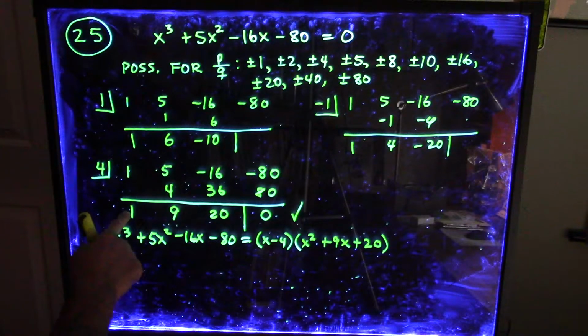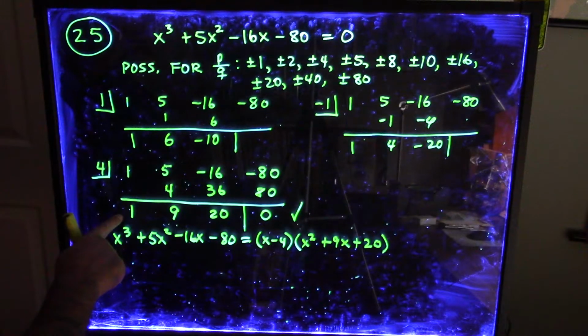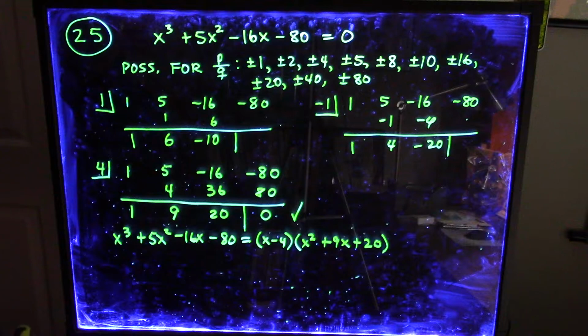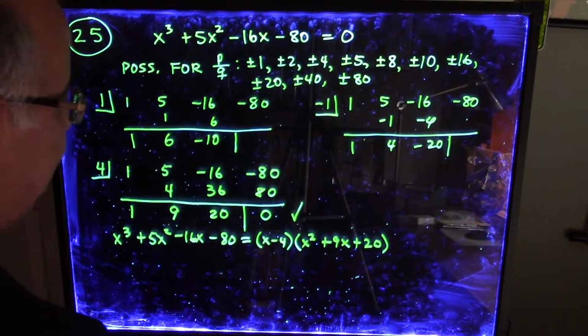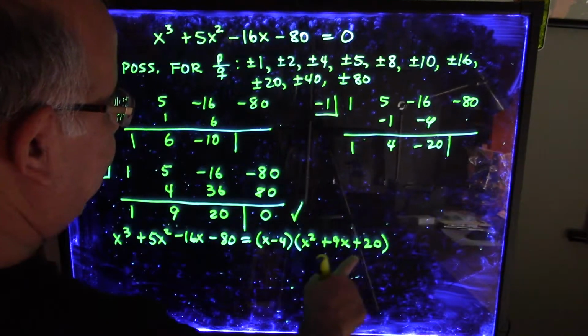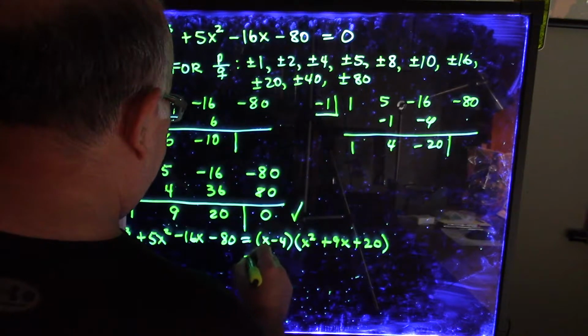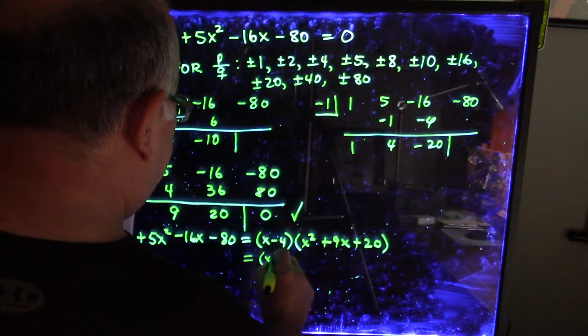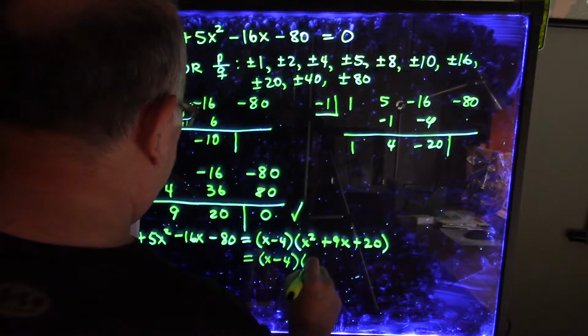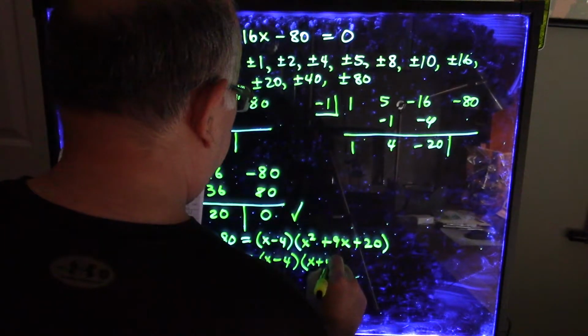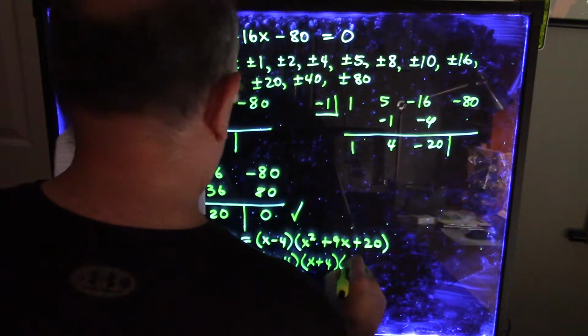Now, you could keep going with synthetic division. At this point, I would try 4 again, because there may be a multiple root, 4 multiplicity 2 or something like that. But really, you can factor this, and it's just easier to go ahead and factor it. Alright, so we've got x minus 4, and then x plus 4, and then x plus 5.